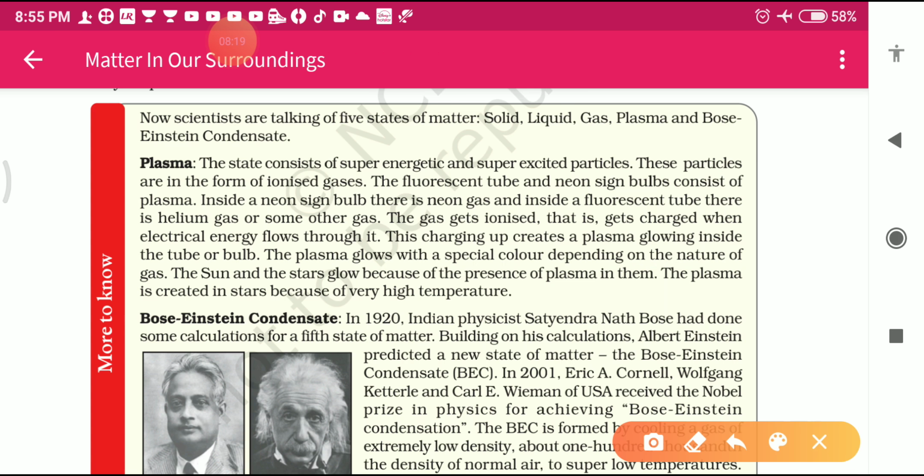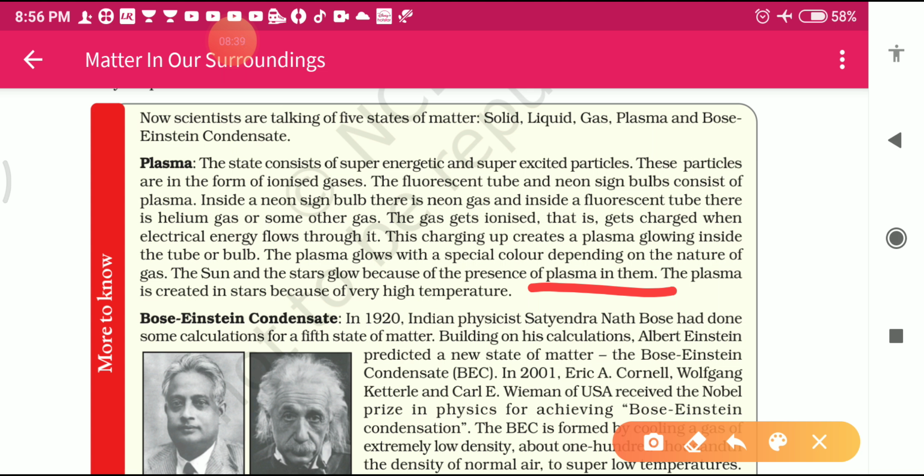Yes students, the sun and the stars glow because of the presence of plasma in them. Plasma means positive and negative charged particles. In the sun, hydrogen and helium gases are present, and the sun is one kind of star also.